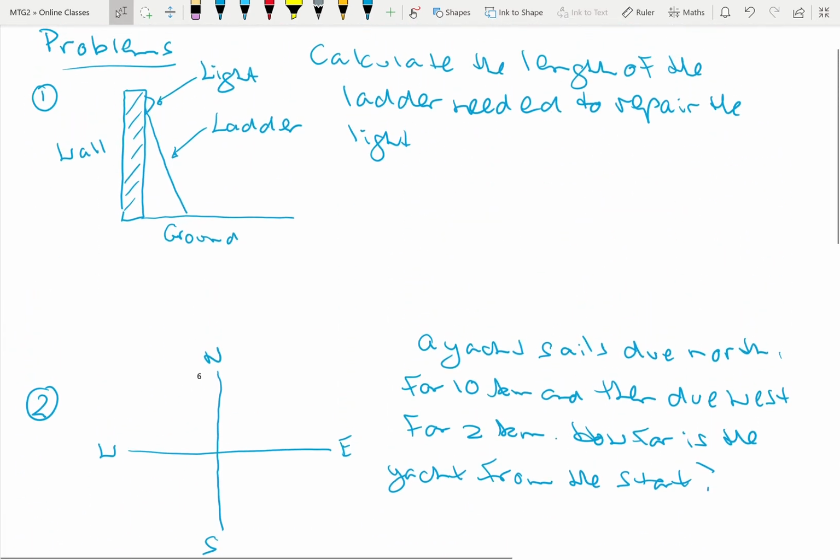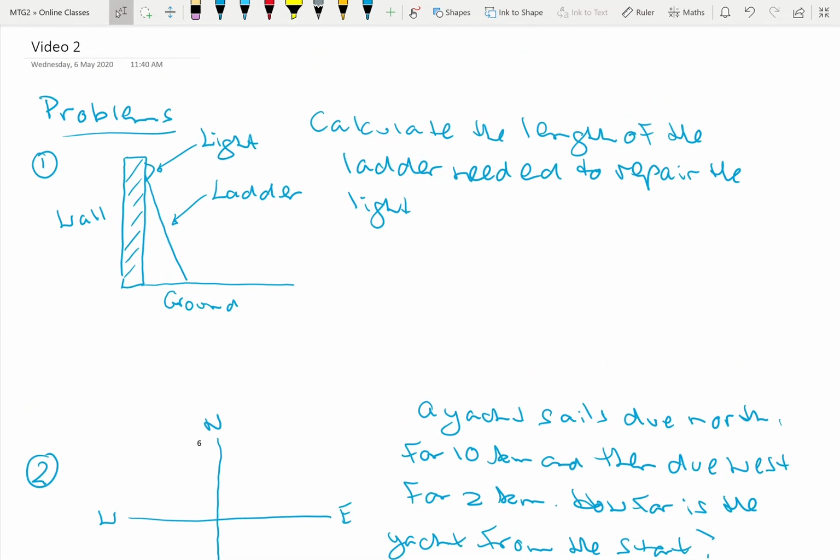So the first thing we have to do is to label our diagram with our A, B, C and D. But like I mentioned in the previous video, we have to check that we actually have a 90-degree corner in each one of these, which we do. So the first problem, the 90-degree corner is the top bottom of the wall, so that we can now use our formula.